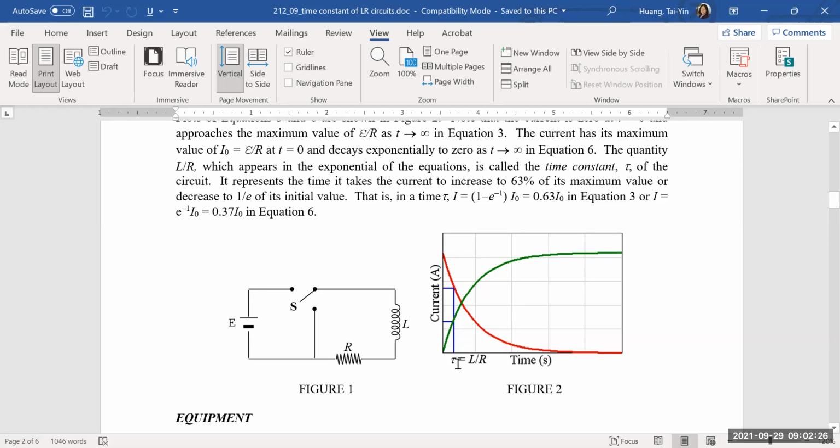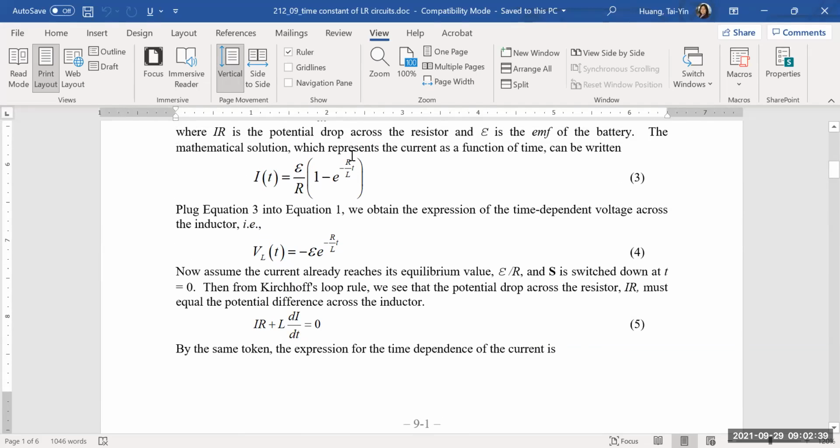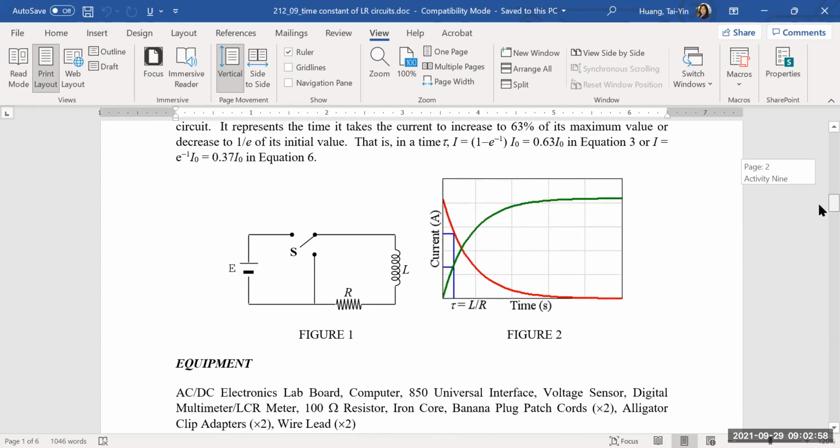So for the time constant we use tau, a Greek letter, and it can be calculated using L over R. This has the units of seconds, because the exponent has to be dimensionless, and t is time in seconds. So R over L has to be per second, meaning that L over R will be in seconds. So this is the time constant for an inductor, L over R. You just want to make sure that everything is in SI units.